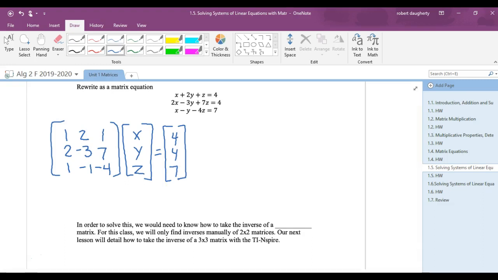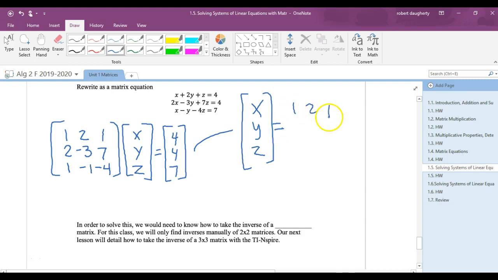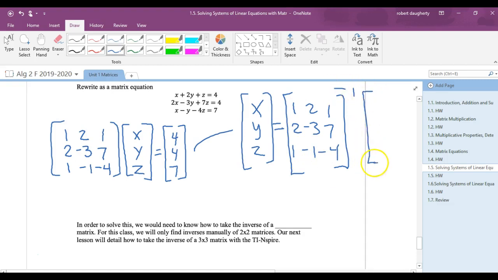The equation is the same. And the next step is going to be the same. X, Y, Z will equal what? The inverse of that 3 by 3 matrix times 4, 4, 7. Now, that's all. Nothing has changed there. It's just a little bit extra writing.